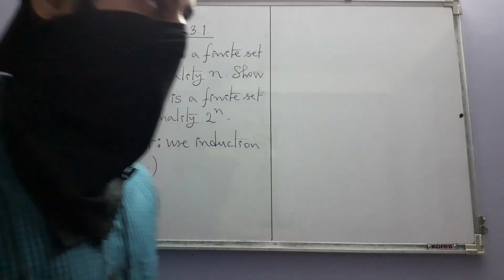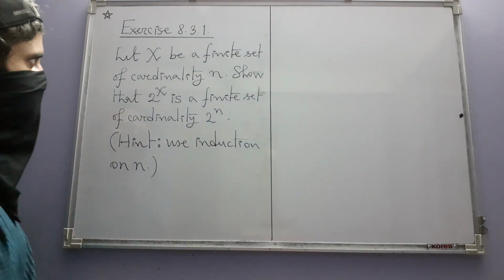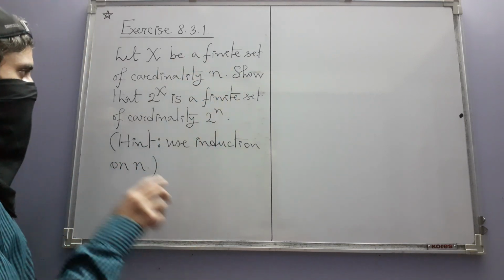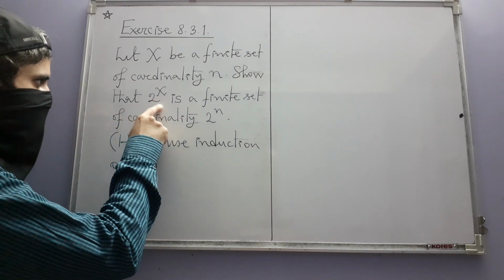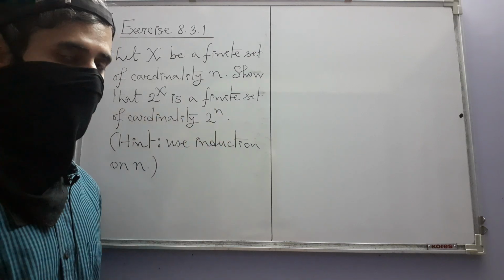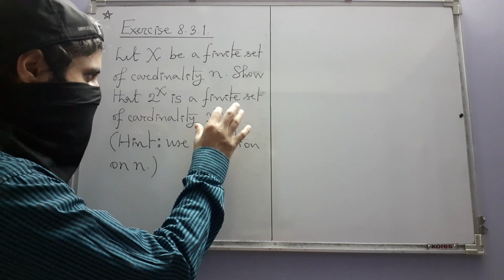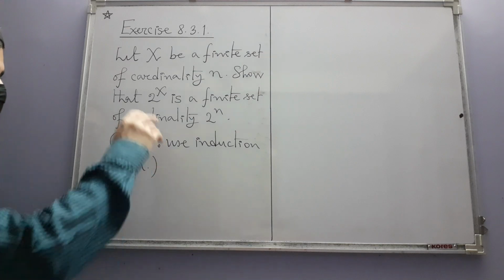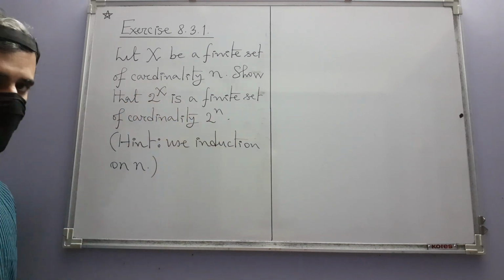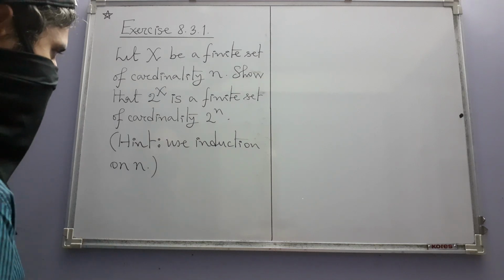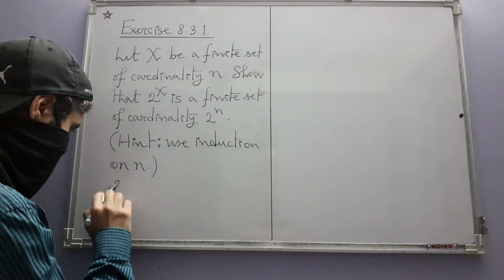We now start the exercises of this section. In this first one, X is given to be some finite set whose cardinality is n. We then have to prove that its power set is also a finite set and its cardinality is the nth power of 2. And in fact, this is what motivates this notation. We use this notation because of this fact. And a hint is also given, we have to induct on n. So let's see the solution.